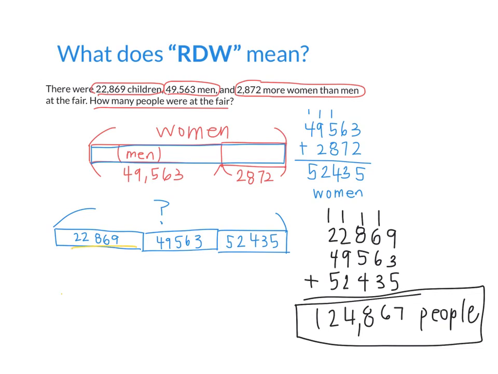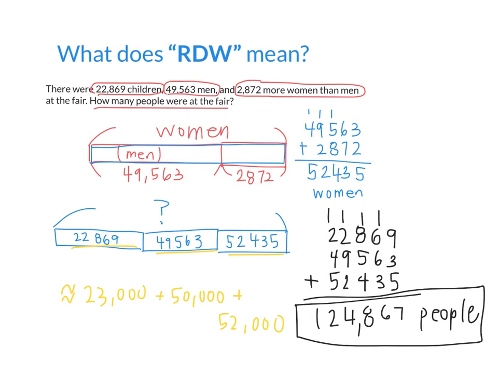22,869, right? That's pretty close. Remember, the wavy equal signs mean estimate. Let's round it to the nearest thousands. 22,869 is pretty close to how many thousands? Haruto? 23,000. 23,000, good. 49,563 is pretty close to how many thousands? Sornima? 50,000. 50,000, okay. And last but not least, 52,435 is pretty close to how many thousands? Arnav? 52,000. 52,000, okay.